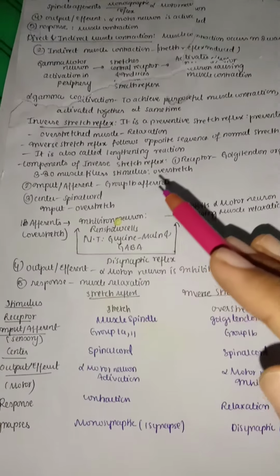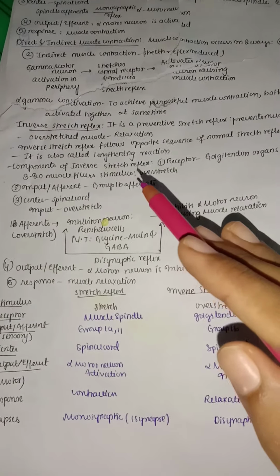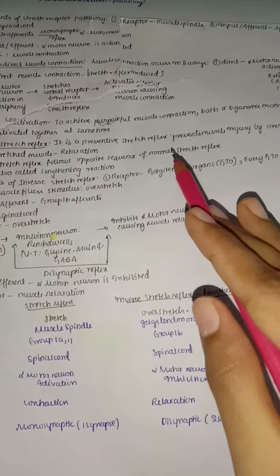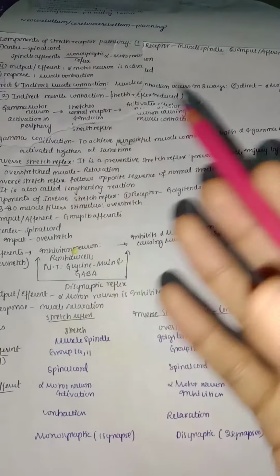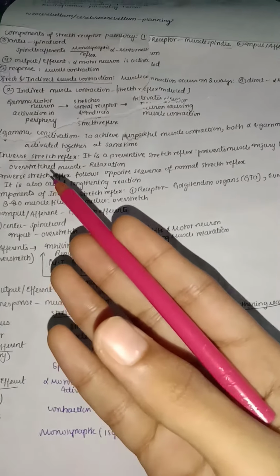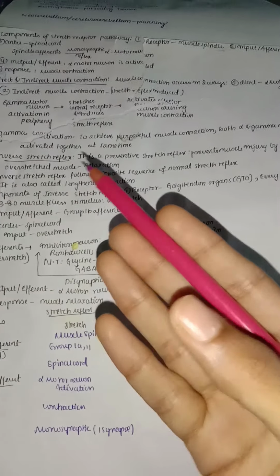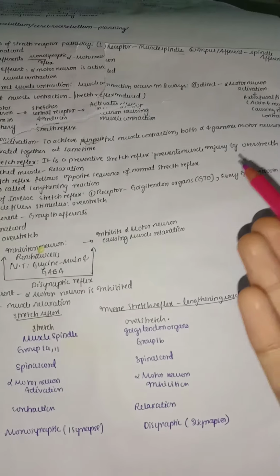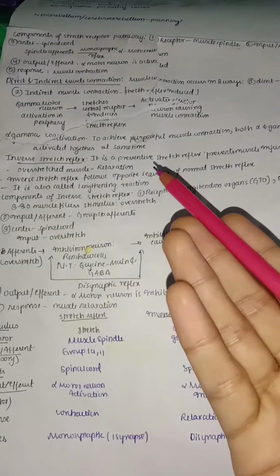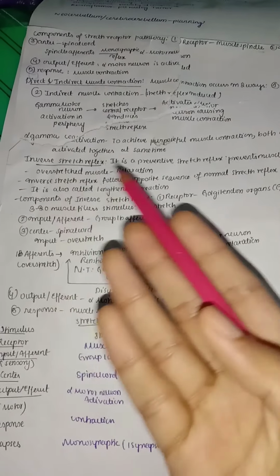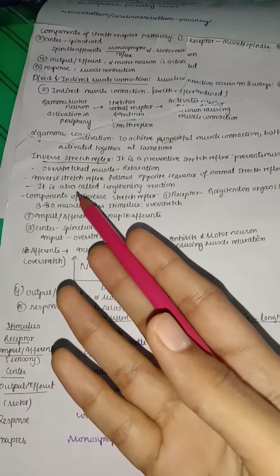And now let us see the inverse stretch reflex. So what is this inverse stretch reflex? It is a preventive stretch reflex which prevents muscle injury by overstretch. Till now we have seen how, because of stretch, there is contraction, but now we are going to see the inverse stretch reflex. Here there is a preventive stretch reflex which prevents muscle injury. So an overstretched muscle will undergo the relaxation process. So how the relaxation takes place by overstretch, let us see.